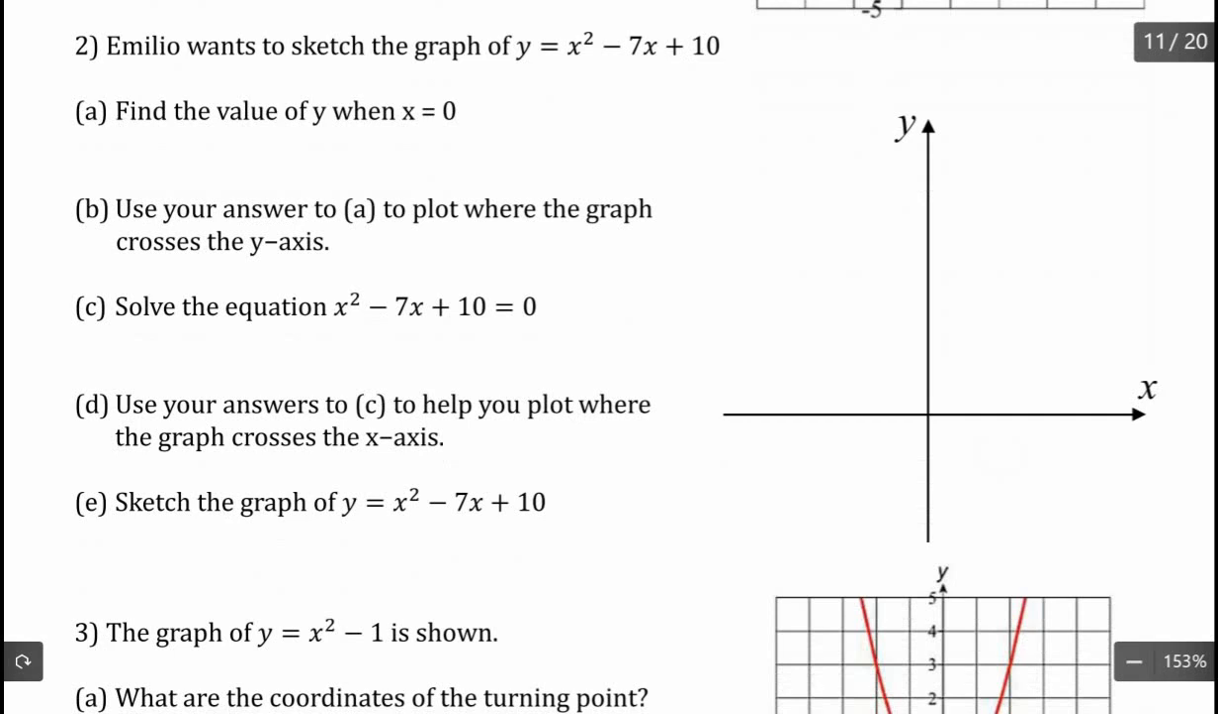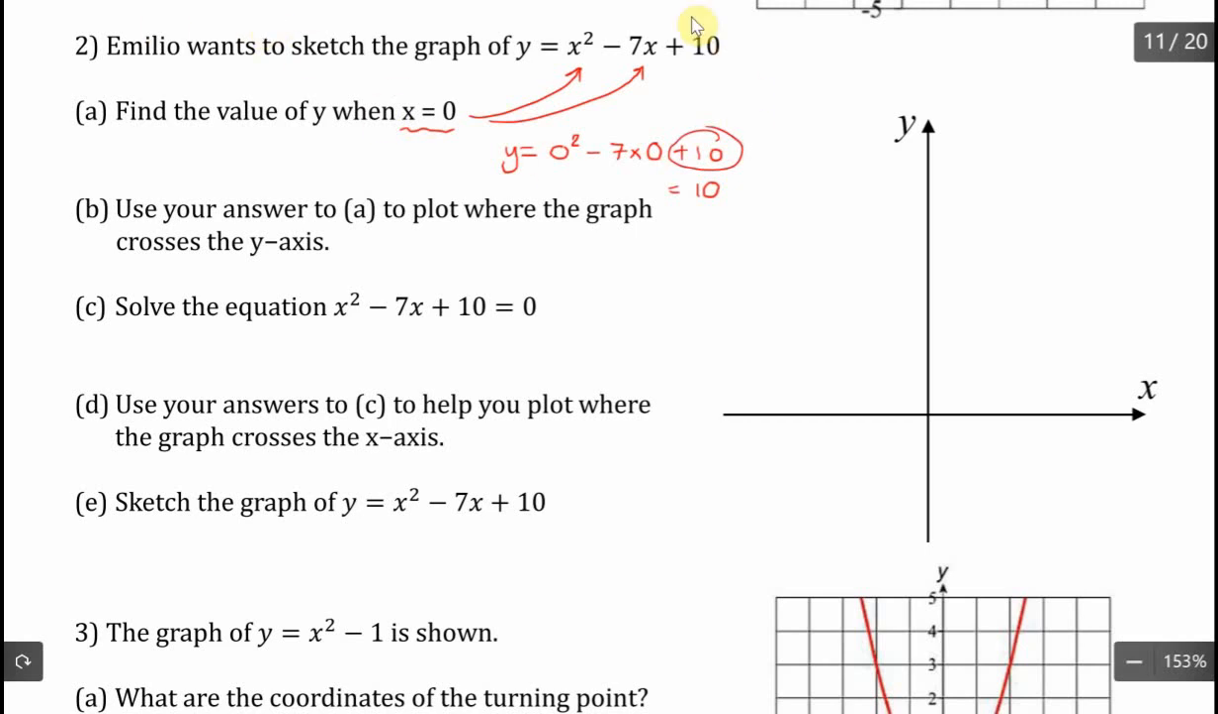Okay, number 2. Emilio wants to sketch the graph of x squared minus 7x plus 10. Find the value of y when x is 0. So in other words, find the y-intercept. When the x-coordinate is 0, we are on the y-axis. So what we do is we substitute x equals 0 into this equation in two places and see what we're left with. So we're left with 0 squared minus 7 lots of 0 plus 10, and this would just give us 10. So we're just left with this term at the end.